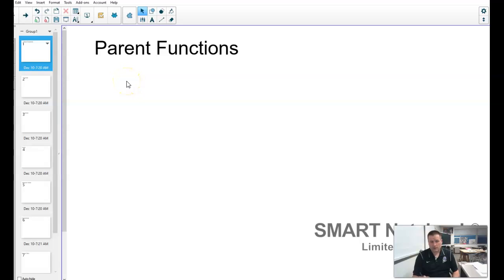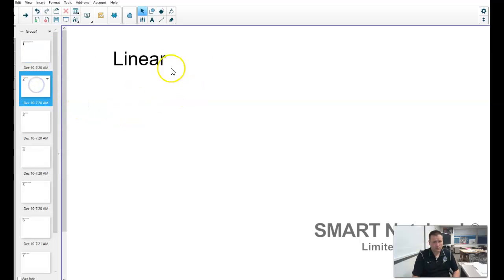And so that's what we're looking at: the shape of these functions when we graph them, and their equations. You guys should be able to recognize what type of parent function it is just based on the shape or the equation. Okay, so we're going to start with a real basic one, linear, guys.